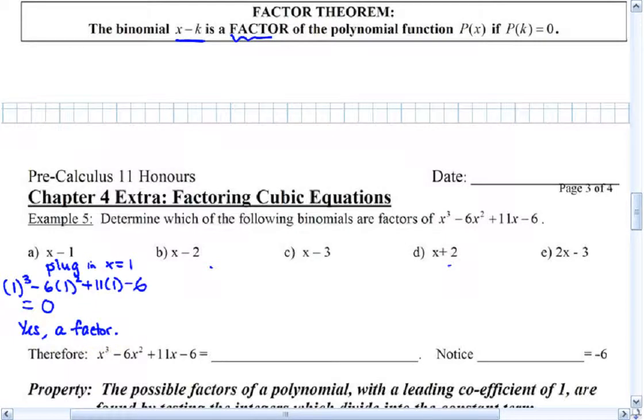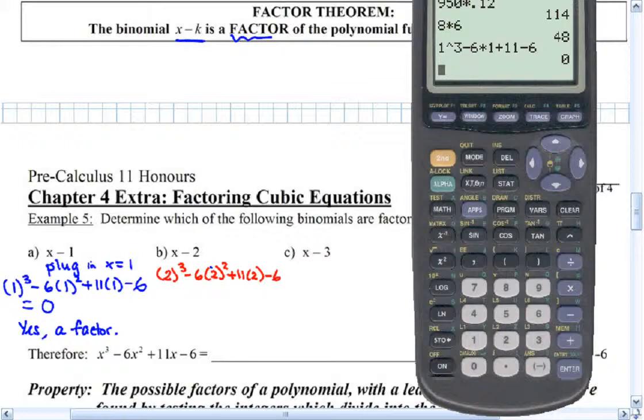Okay, for part B, what do I plug in? 2. Okay. 2 cubed minus 6. And how many of you are right now thinking, Mr. Lee, are you serious? You're going to make us plug in all 5 of these? You're so mean. Exactly. Okay. Would you like me to show you a nicer way of evaluating these things? We have to do things over and over and over again. I can understand this way.